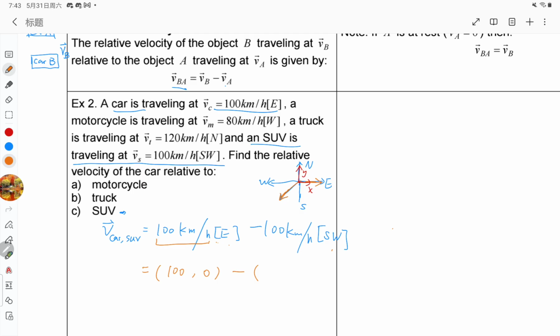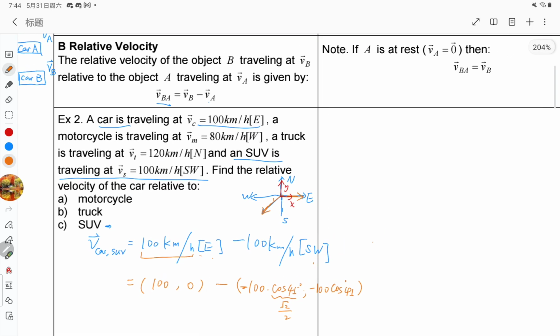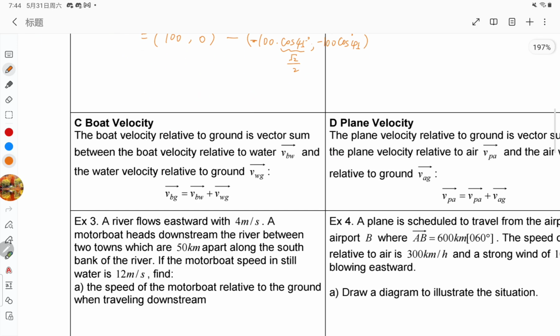What is this x and y? It's going to be 100 times cosine 45, negative, right? Because it's a negative direction of x, and also this. I think you guys are fine. Cosine 45 is square root 2 over 2, okay? And then you just do the calculation. I think it's okay.